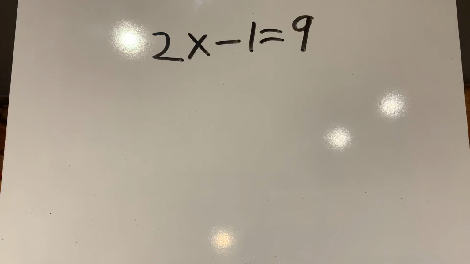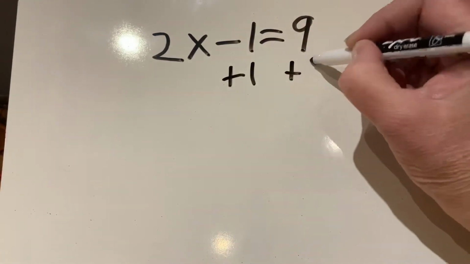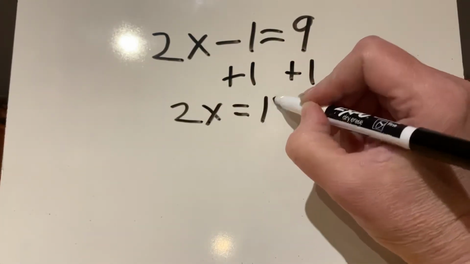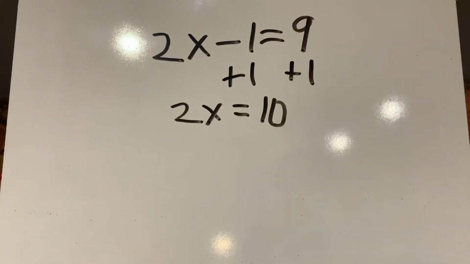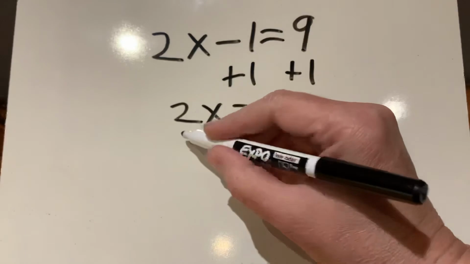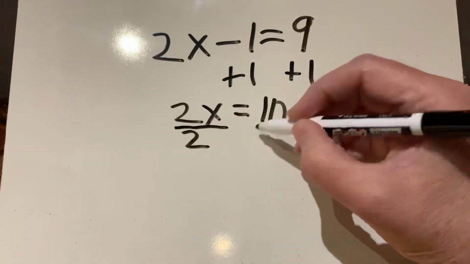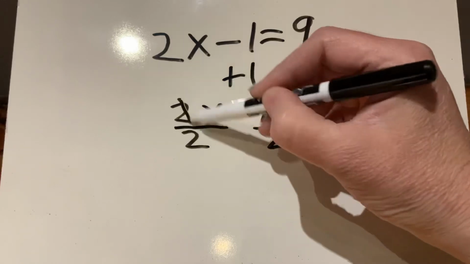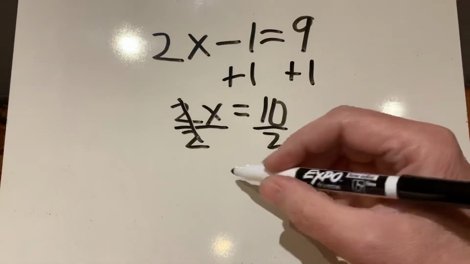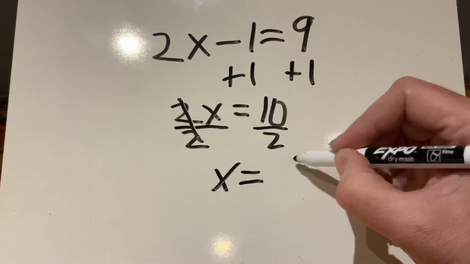Okay, so looking at this, we know that 2 times x minus 1 equals 9, which would mean that 2 times x equals 10. We add 1 to both sides. Now, if we look at this, 2 times something equals 10. 2 times x, well, we know 2 times 5 equals 10. So x will equal 5. However, we can find this by dividing both sides by 2. Dividing by 2 here, those cross out and leave us with x. 10 divided by 2 is 5. So x equals 5.